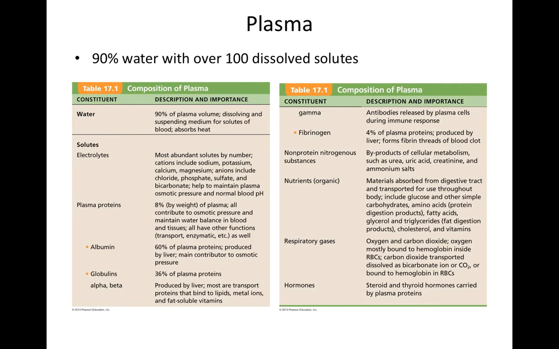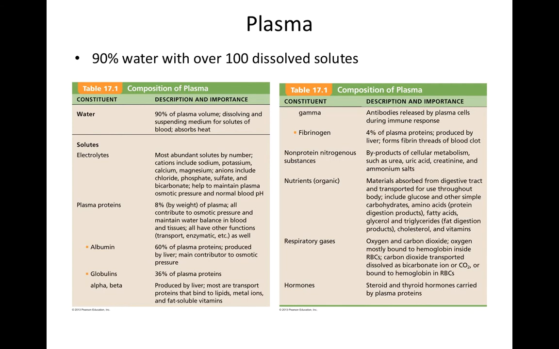Then we get our plasma proteins. So this is a major category of solutes here. We have 3 different categories when we're looking at plasma proteins. The first is going to be albumin. This is the most abundant of your plasma proteins. It makes up about 60% of all plasma proteins.